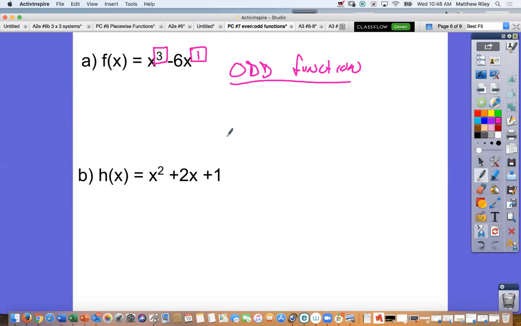Let's look at B. I'm only looking at the exponents. That's even. That's odd. So even, odd, even. Are they all the same? Are they either all even or all odd? No. So this is neither even nor odd. Questions?